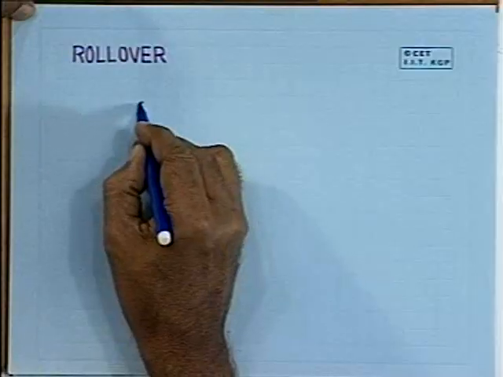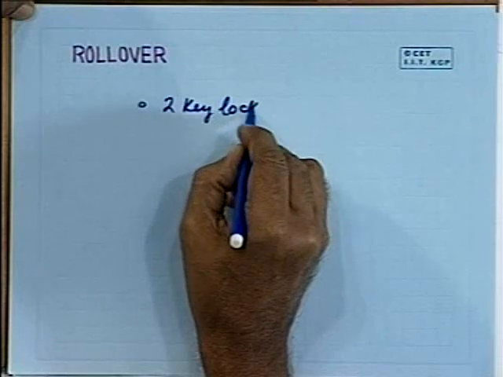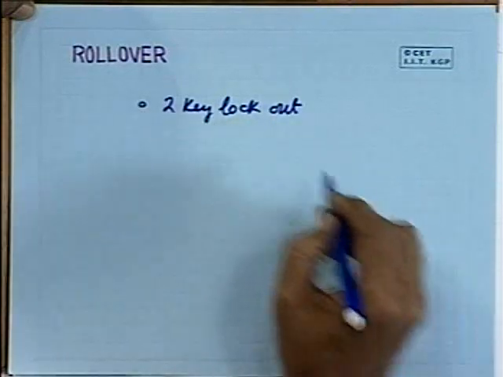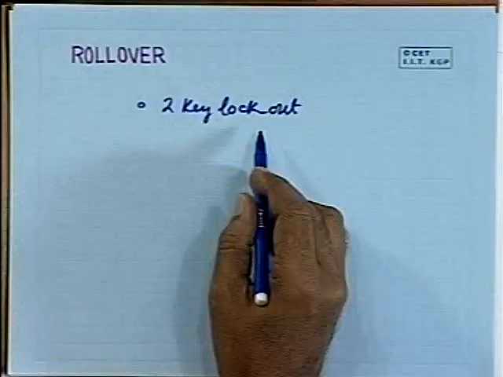If more than one key is depressed, obviously the processor cannot perform two functions simultaneously. So what should be done? There are two techniques to overcome this problem. One is known as two key lockout. This is one technique.